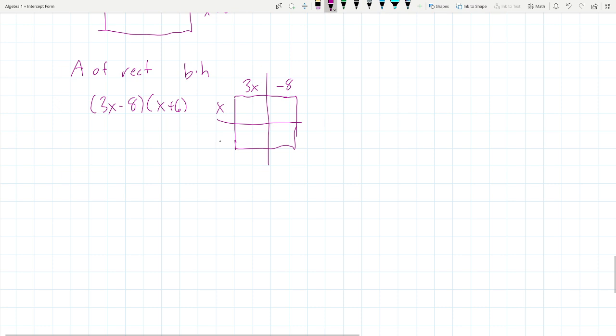And I got x and a 6. So 3x and x makes 3x squared. X and negative 8 makes negative 8x. 6 and 3x makes 18x. 6 and negative 8 makes negative 48. So I got 3x squared, 18x minus 8x is plus 10x, and then negative 48. Okay.